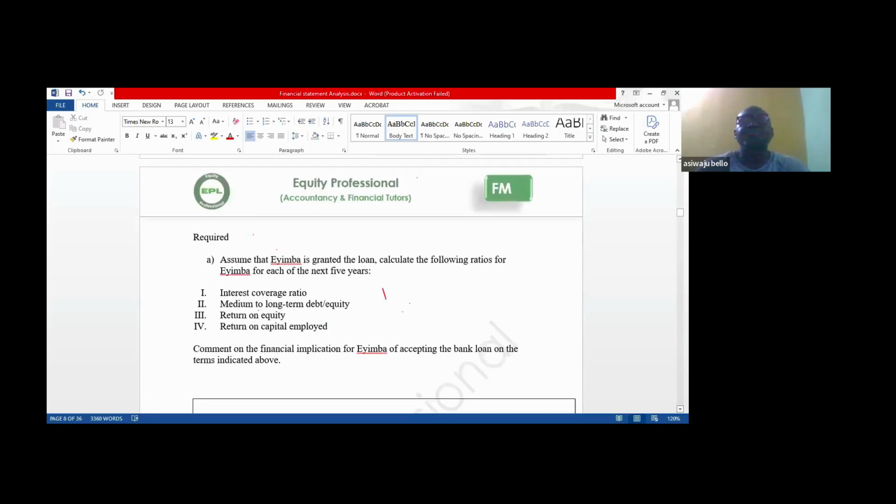Requirements A. Assume that Enyimba is granted the loan. Calculate the following ratios for Enyimba for each of the next 5 years. Interest coverage ratio, medium to long-term debt to equity, return on equity, and return on capital employed.